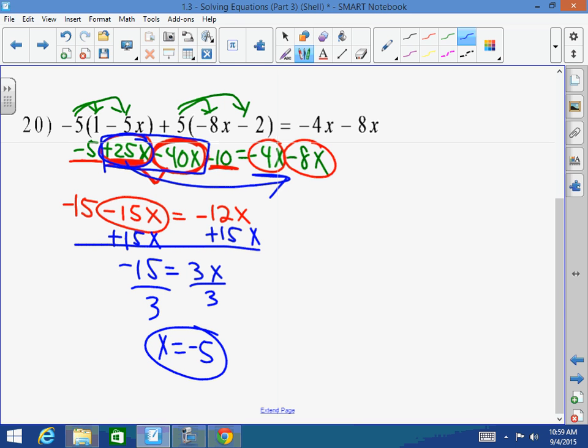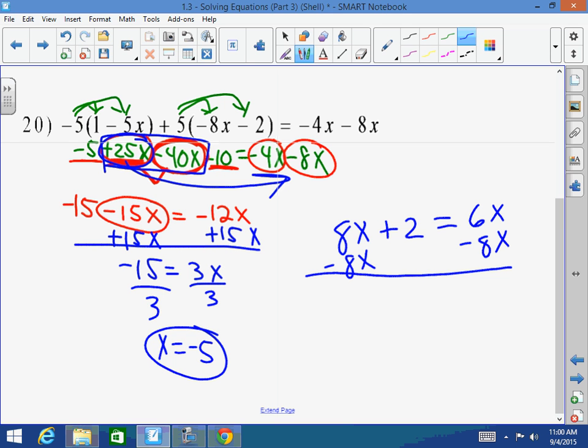Negative 5. Yes, sir. Okay, no. Guys, when you have 8x plus 2, for example, equals 6x, and you bring this 8x over here, that's not combining like terms on one side. That's moving all the x's together to one side. So that would be 2 equals negative 2x. Divide by negative 2. And x would equal negative 1.